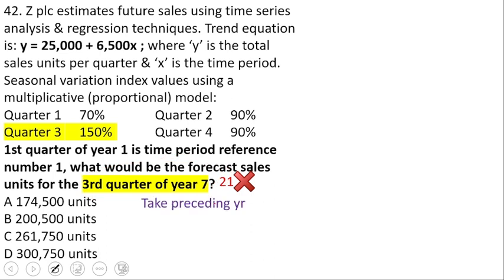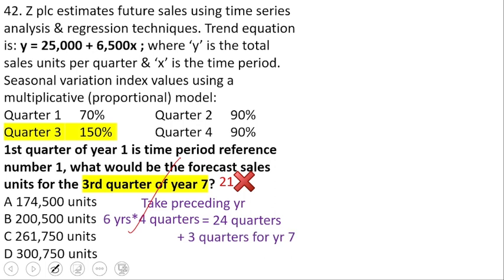We have to take the preceding years, that is 6 years multiplied by 4 quarters. So already 24 quarters are over within 6 years. And then you have to add 3 quarters for year 7. So we are at the 27th quarter. So in short, you're supposed to forecast the sales for the 27th quarter.